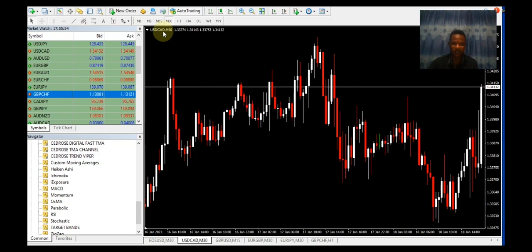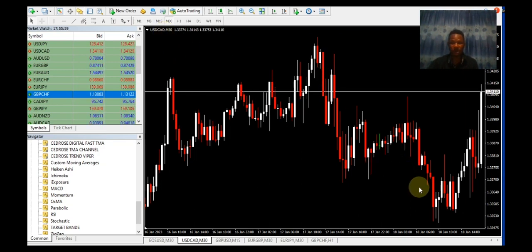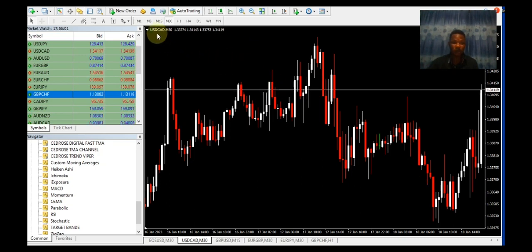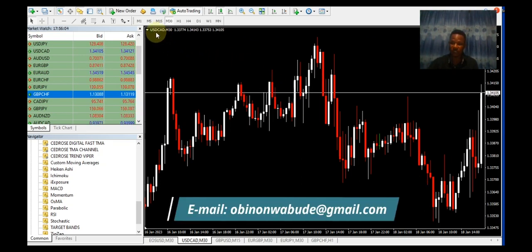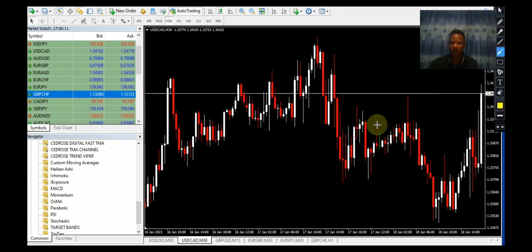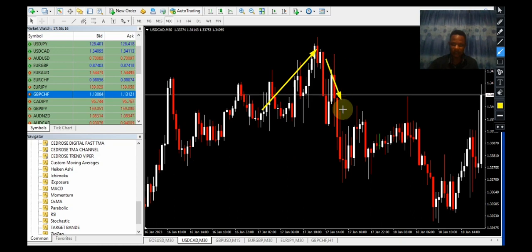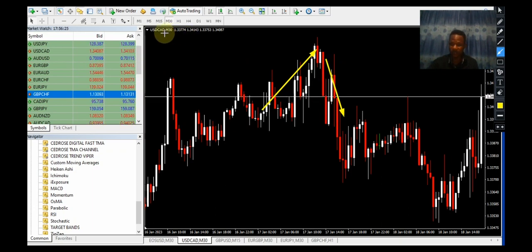Click sell trade, which is Canada. Then if the market drops, you make profits. The more the market drops, the more profits you make. And if you place a buy trade, that means you are supporting US dollar, so the more the market rises, the more profit you make. This is the bull market. This is the bear market. If the market is rising, it means US dollar is gaining strength. If the market is dropping, it means Canadian dollar is gaining strength against US dollar.